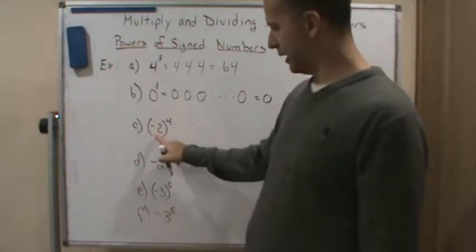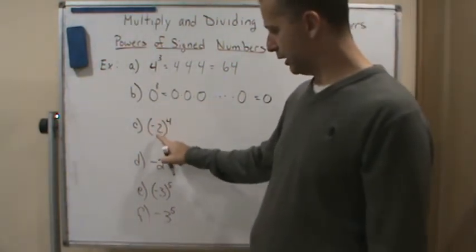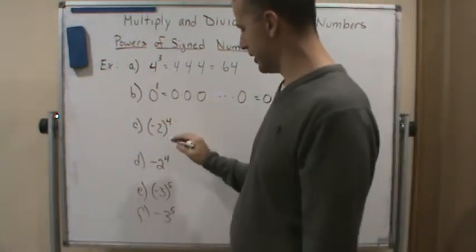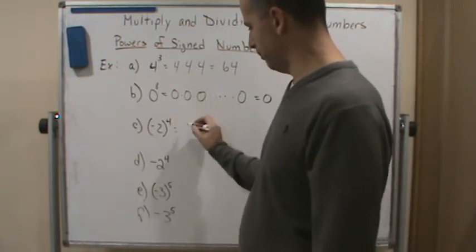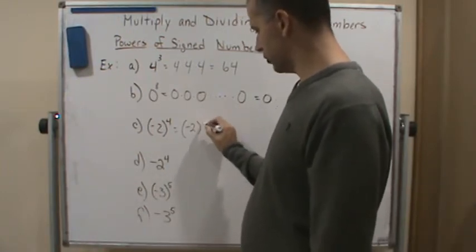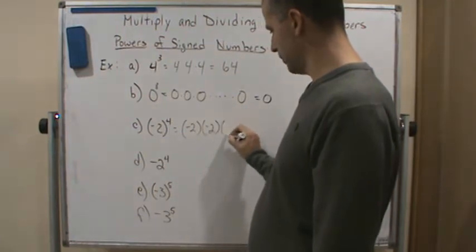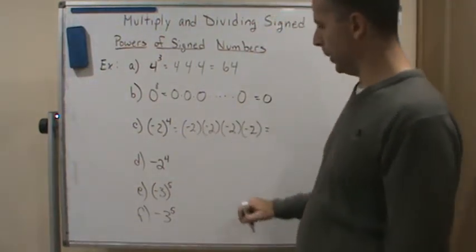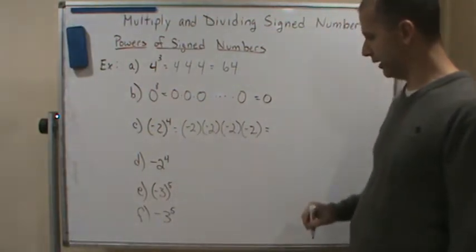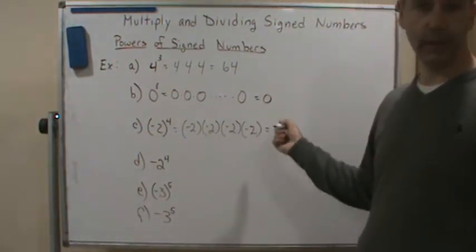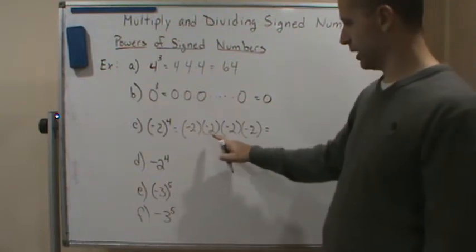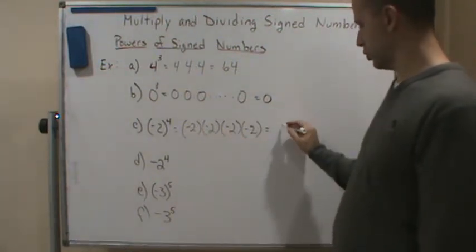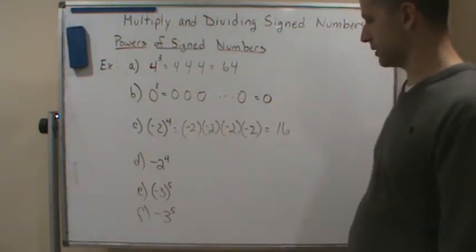Now here, this is negative 2, see the parentheses, so this means negative 2 is raised to the fourth power. So this is negative 2 times negative 2 times negative 2 times negative 2. And since we have an even number of negatives, the product is going to be positive. So we get 2 times 2 times 2 times 2, which is 16, so it's a positive 16.